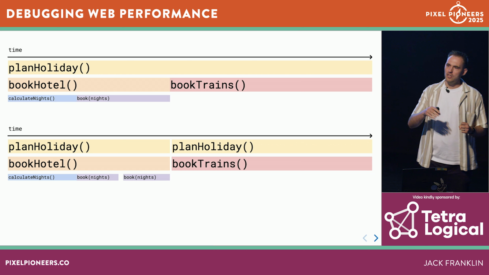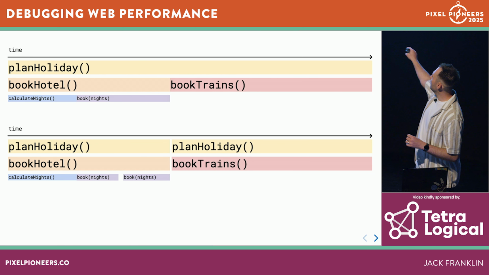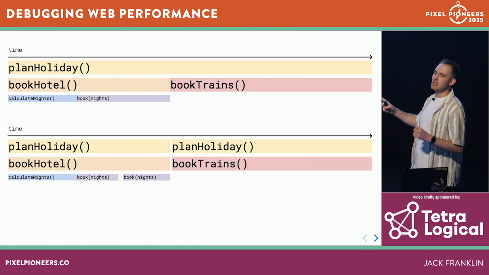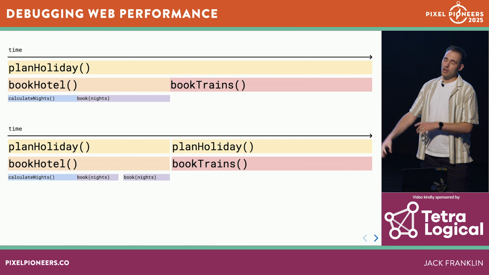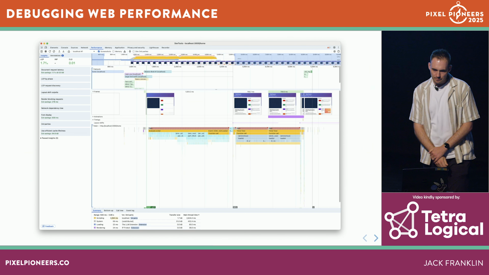If you know in your code that you only call plan holiday once, then we know the bottom flame chart is a lie, and we know that that's one big function call. So again, you have to be aware of what your code is doing and just bear that in mind.